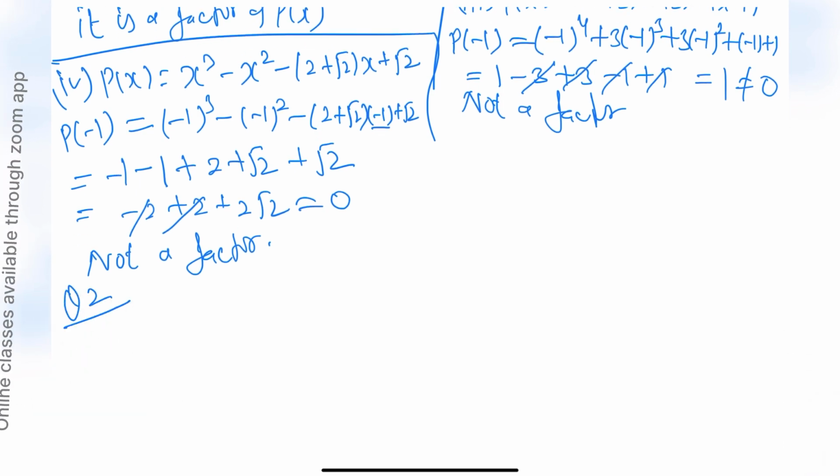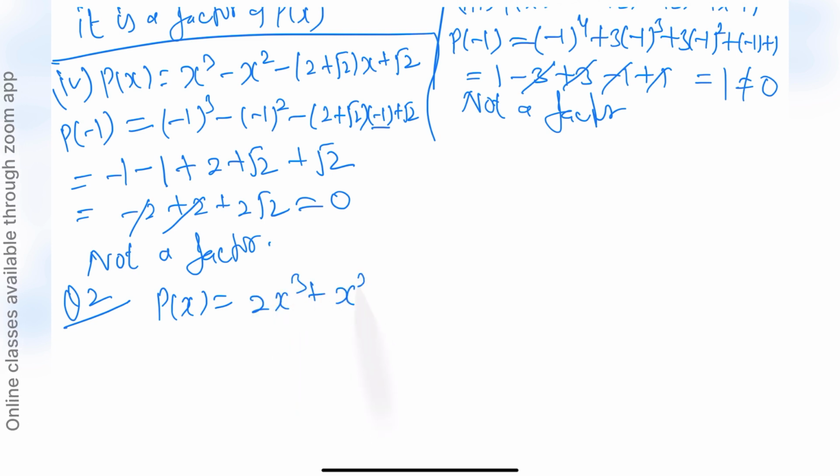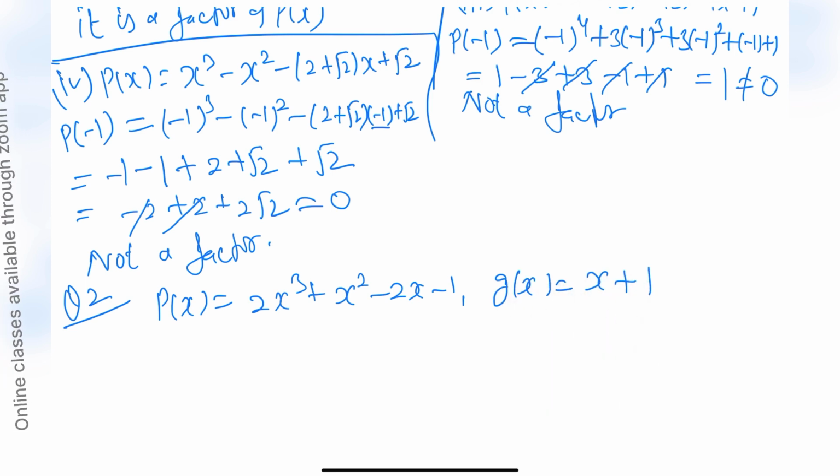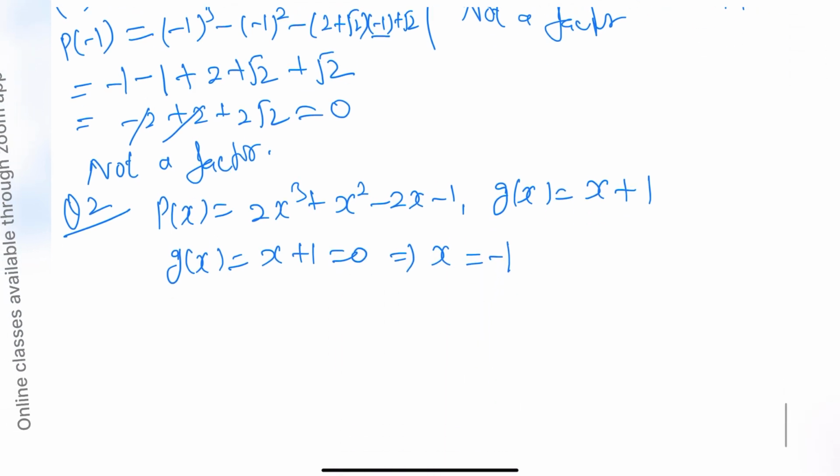Now question number 2 is, use the factor theorem to determine whether g of x is a factor of p of x in each of the following cases. We have given p of x is equal to 2x cube plus x square minus 2x minus 1, and g of x is equal to x plus 1. So to check whether it is a factor or not, put g of x equal to 0. That means x plus 1 is equal to 0. So the value of x we got is minus 1. Now find p of minus 1.